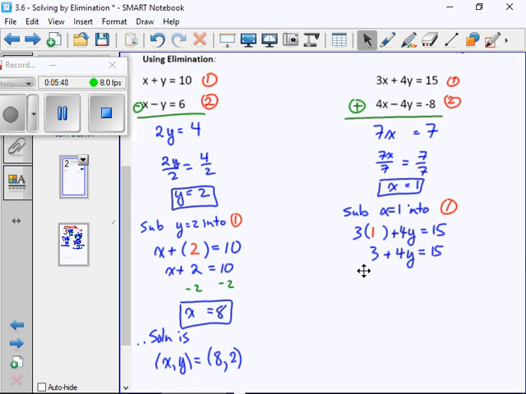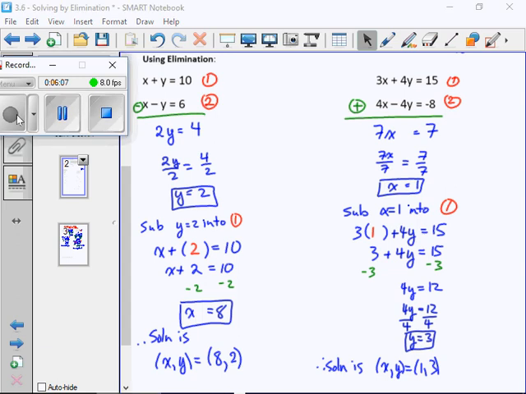So now what we're going to do is get rid of the 3 from both sides by subtracting 3 from both sides. And we end up with 4y equals 12, which gives us y equals 3, our final solution here. And our solution is that. So essentially we end up with x, y equals 1, 3. Now, pause a second, copy this all down, and then we'll move on to the back page of this. Alright, let's move on to the back page.